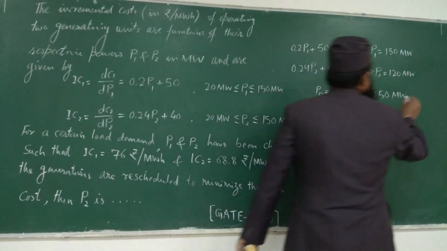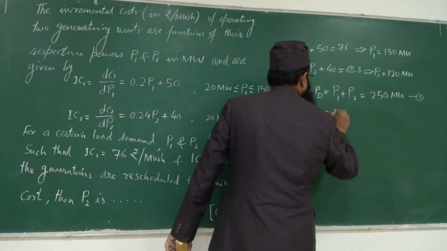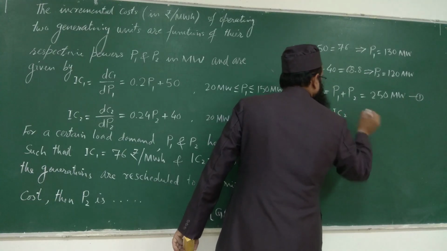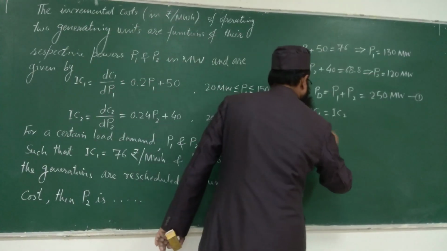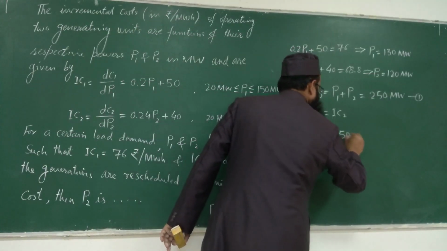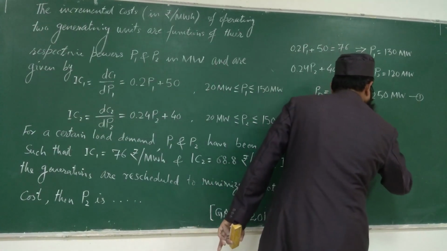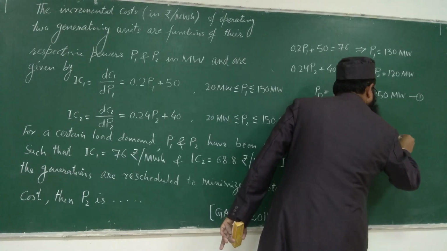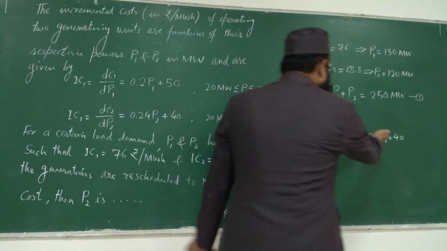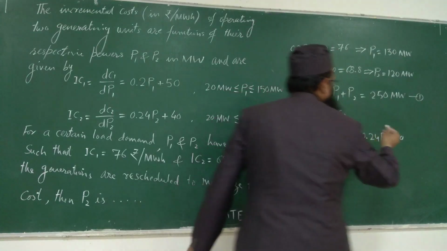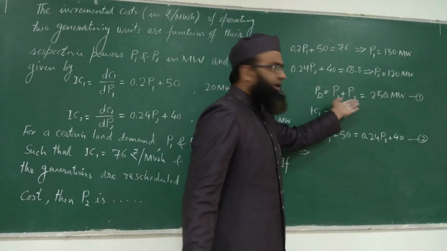This is one equation, and the second equation will be, for optimal load sharing, IC1 equal to IC2. This implies, equating these two, 0.2 P1 plus 50 is equal to 0.24 P2 plus 40. So we have two equations and two unknowns, P1 and P2. We have equation 1 and equation 2.